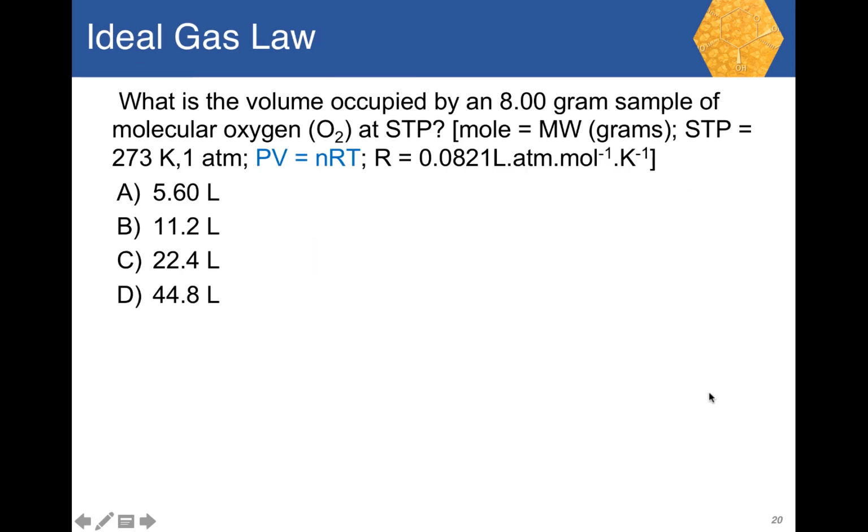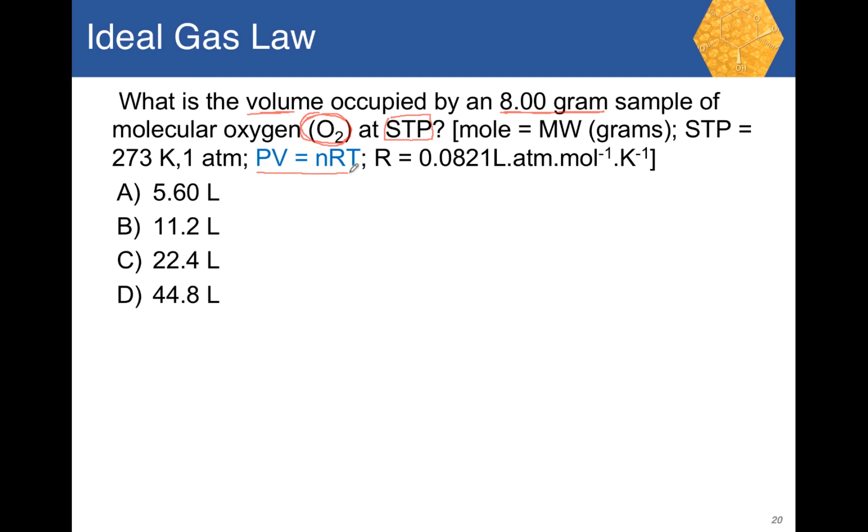I think for the rest of this lecture, we just have some examples here. So here we go again. What is the volume occupied by 8 grams? Notice this is 8 grams, not moles. But it's given that it's oxygen. So at least you know the molecular weight. So you can convert that to moles. So the question is, what is the volume occupied by 8 grams of molecular oxygen at STP? Which means standard temperature, 273 K, and standard pressure, 1 atmosphere.